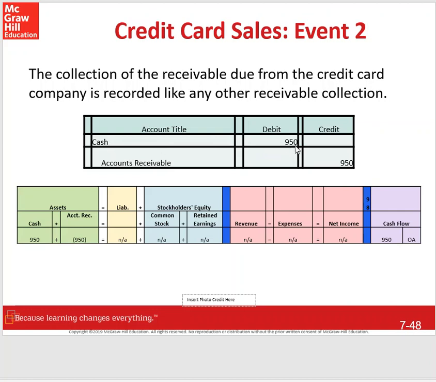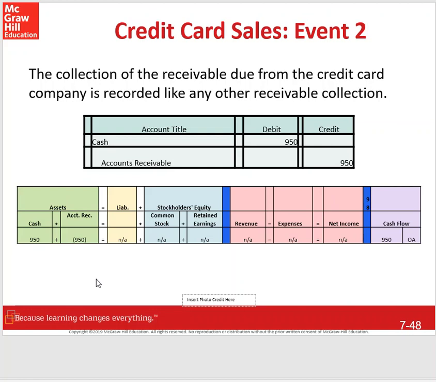So we debit cash and credit accounts receivable. So an asset exchange, cash is going up, accounts receivable is going down, and our cash flow is OA, just like it would be if we were receiving it directly from the customer. We're collecting money on our previous sales, and that is exactly what we're in business to do. So that's OA for sure. So that's credit cards. You will run into a couple problems involving credit cards on your homework.